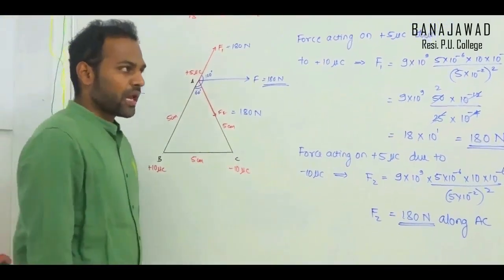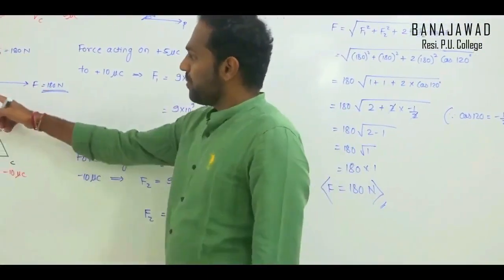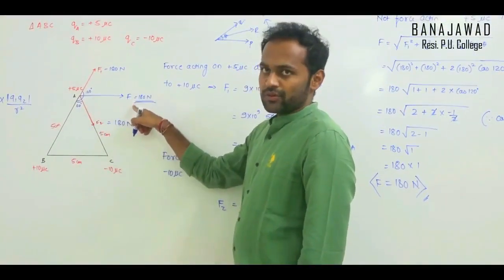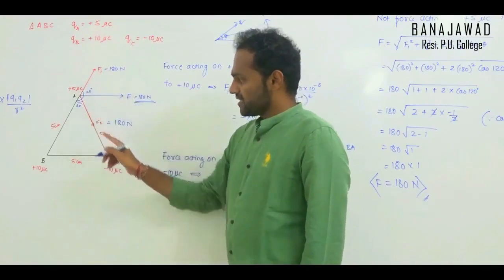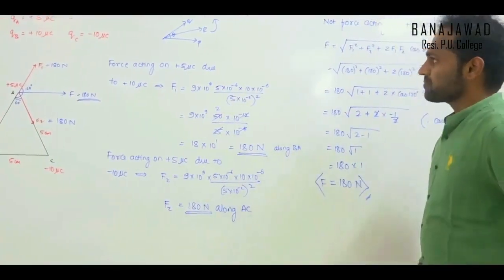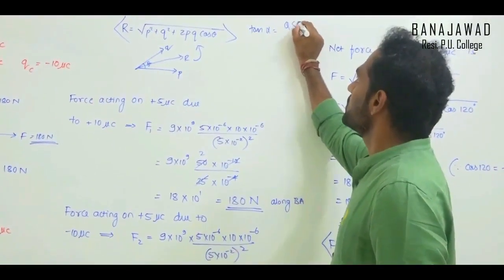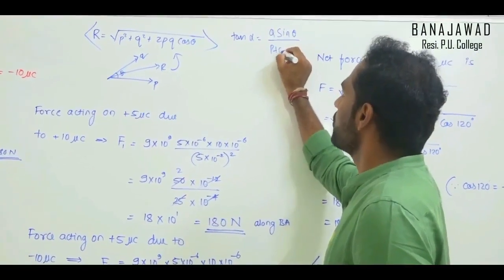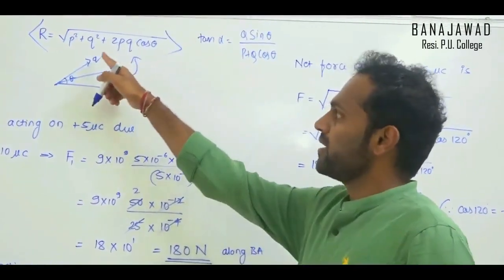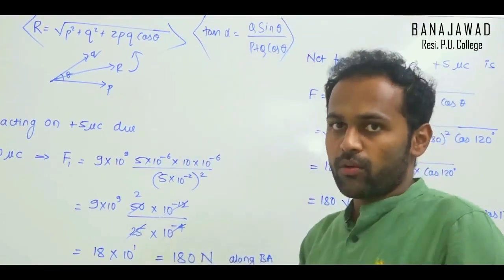In case you want to calculate it mathematically using the formula, we will calculate the direction also. I told you that the resultant force will be acting at 60 degrees from F1 and 60 degrees from F2. We will calculate that mathematically, again using the first year formula. In first year, we use the formula tan alpha is equal to Q sin theta divided by P plus Q cos theta. This formula calculates the angle, while the earlier one calculates the resultant. By using this formula, we will calculate at how much angle it will be acting.